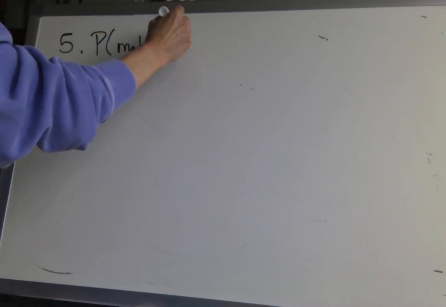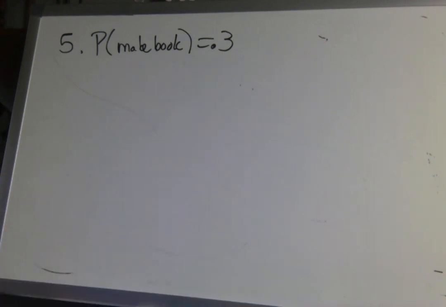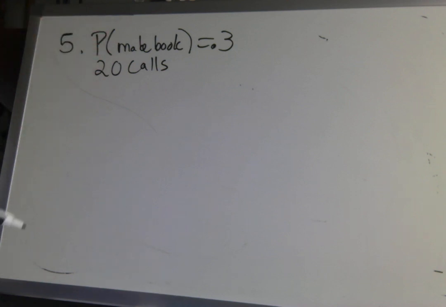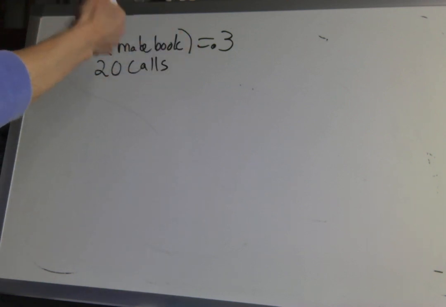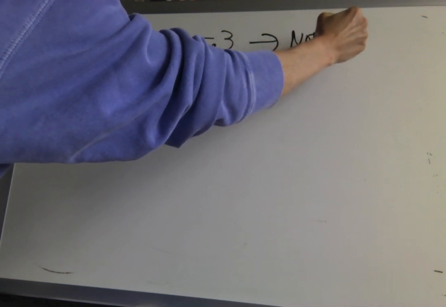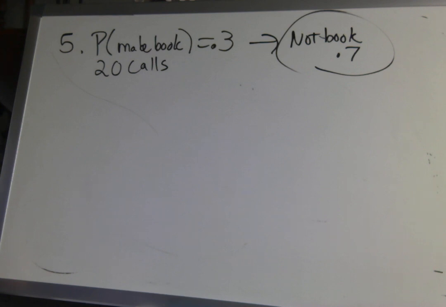So, to, let's say, make a booking, 30% of the time, a flight actually gets booked. Okay? And we're going to look at the next 20 calls. So as soon as you read 30% chance that you're actually going to make a booking, remember, the not make a booking, we already know is going to be 70%.